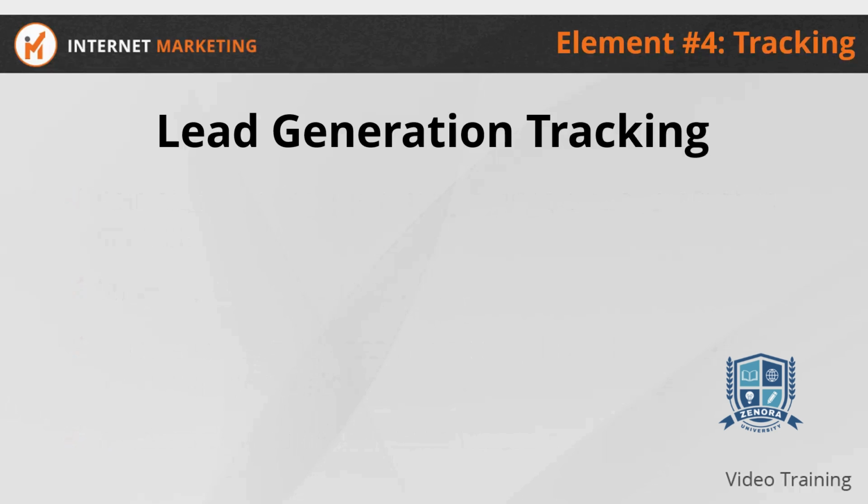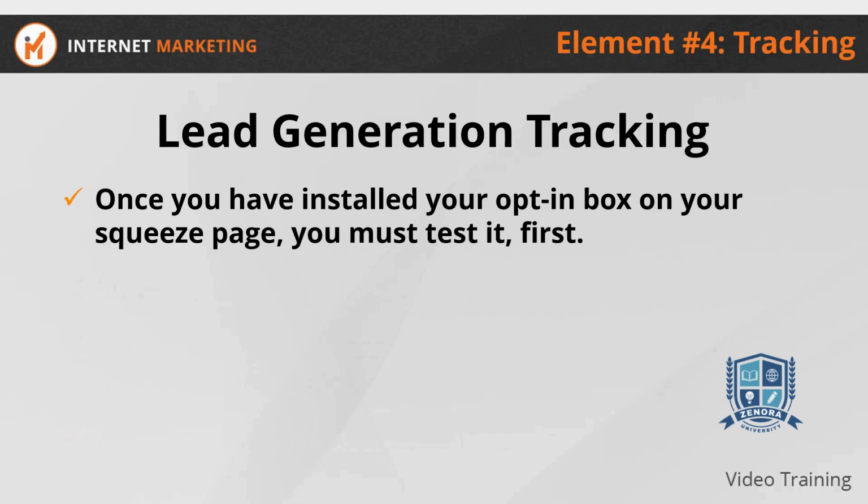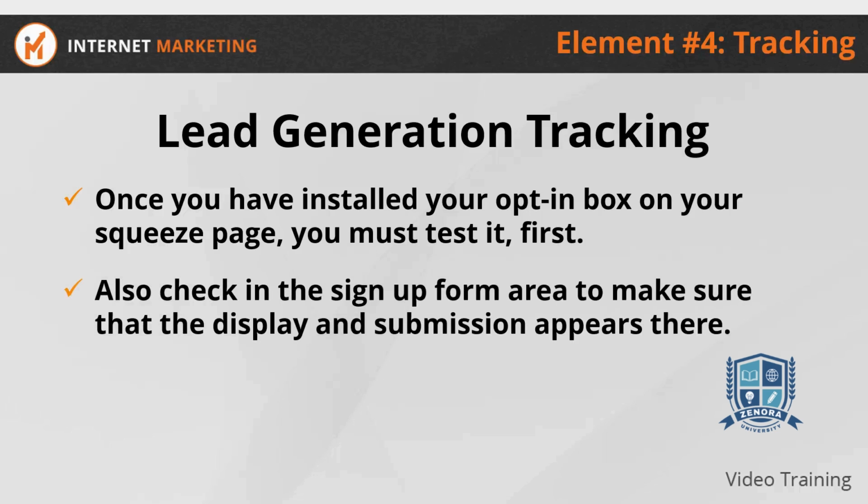Some very important advice for you is that once you have installed your opt-in box on your squeeze page, you must test it first. Just visit your squeeze page, put in your name and email, check your email, look for the confirmation email and click on the confirmation link. And also look on your autoresponder service if you are in the list as well. Also, check in the sign-up form area to make sure that the display and submission appears there.